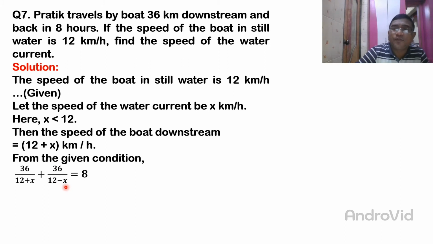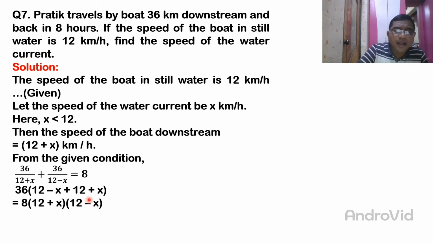Then plus 36 is the total kilometer. It is upstream, meaning just moving in the opposite direction of the water flow. Opposite direction. So here is a negative sign. 12 minus x. So the total journey is 8 hours. Required time is 8 hours. Okay. So we can do the cross multiplication. So 36 into 12 minus x plus 12 plus x, and 8 is cross multiplied, 8, 12 plus x, 12 minus x.